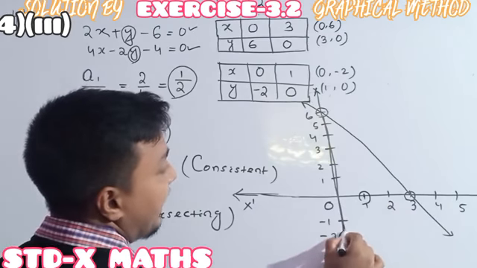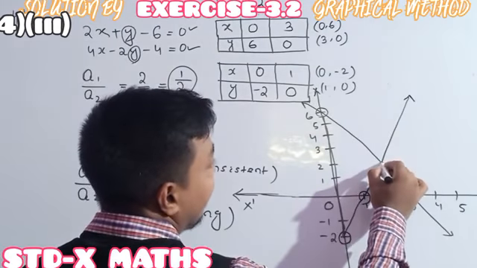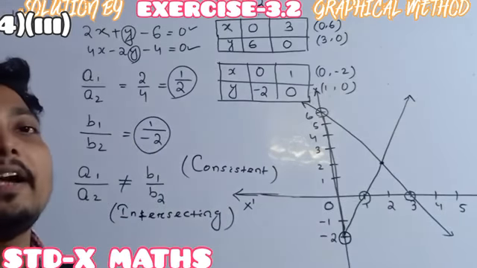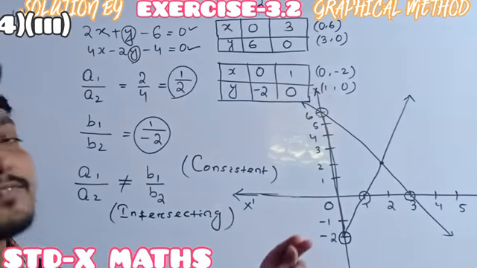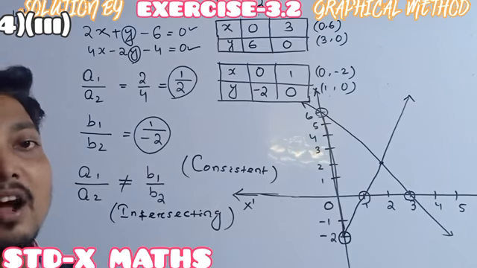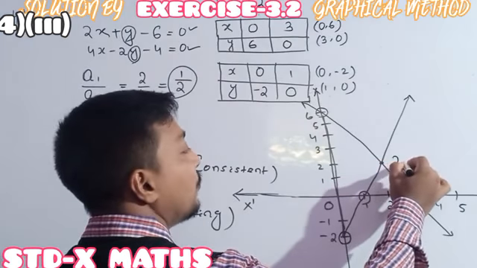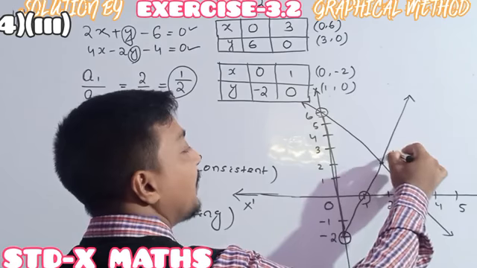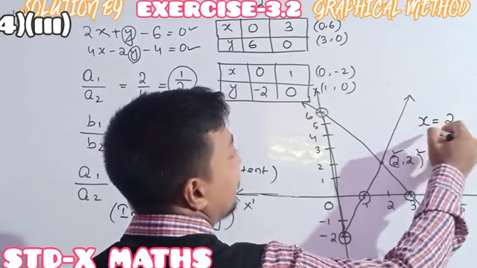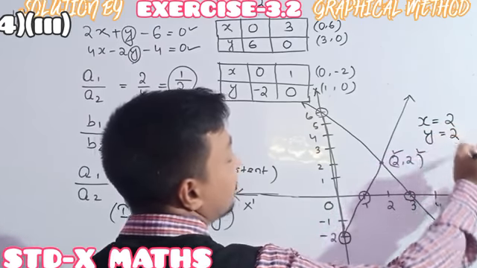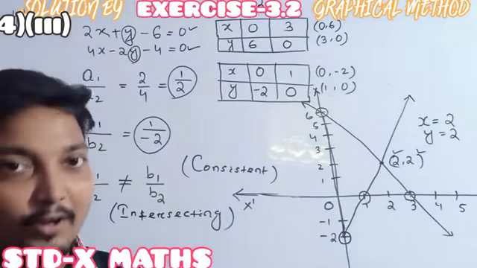On joining and extending, you will see that this line intersects the other line at this point. From that point you will get the solution of the pair of linear equations. Where it intersects, the coordinates are (2, 2). It means at that point x is equal to 2 and y is equal to 2, which is the solution of both of the linear equations. Understood or not understood?